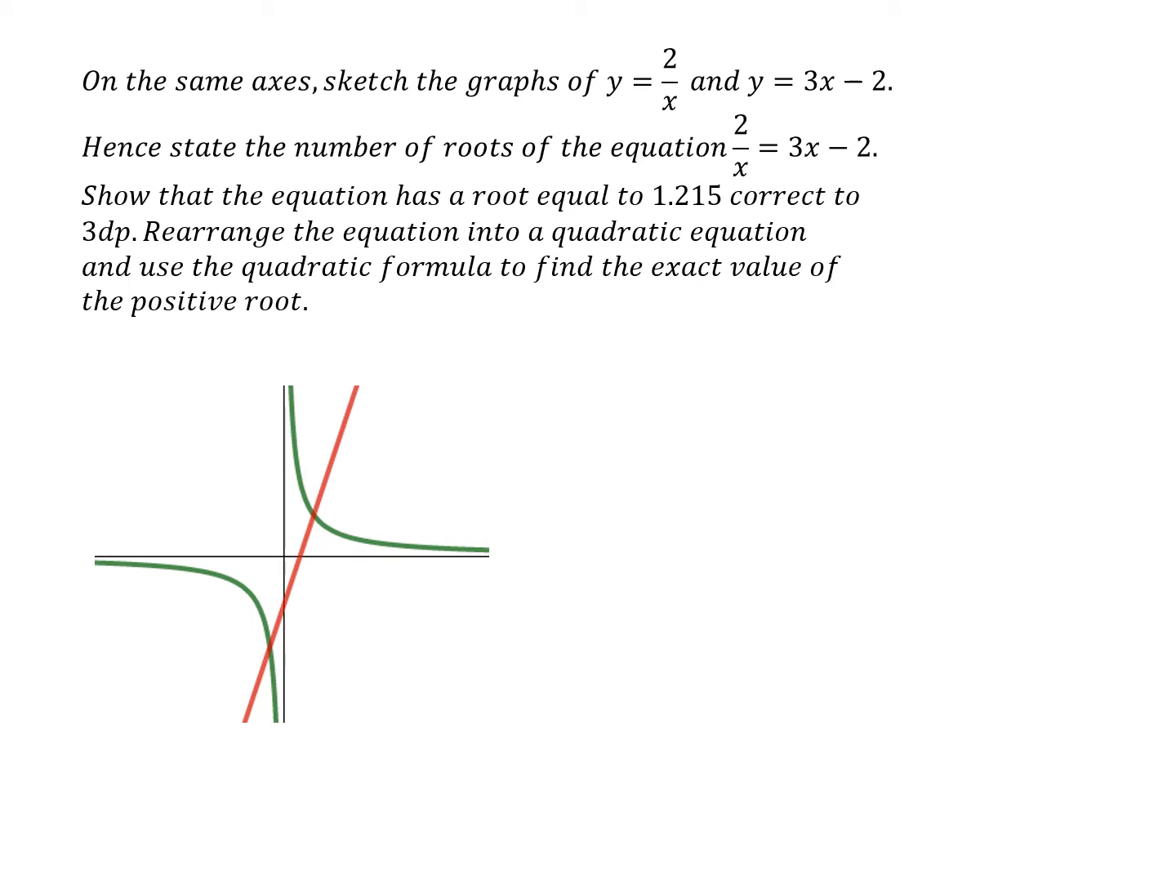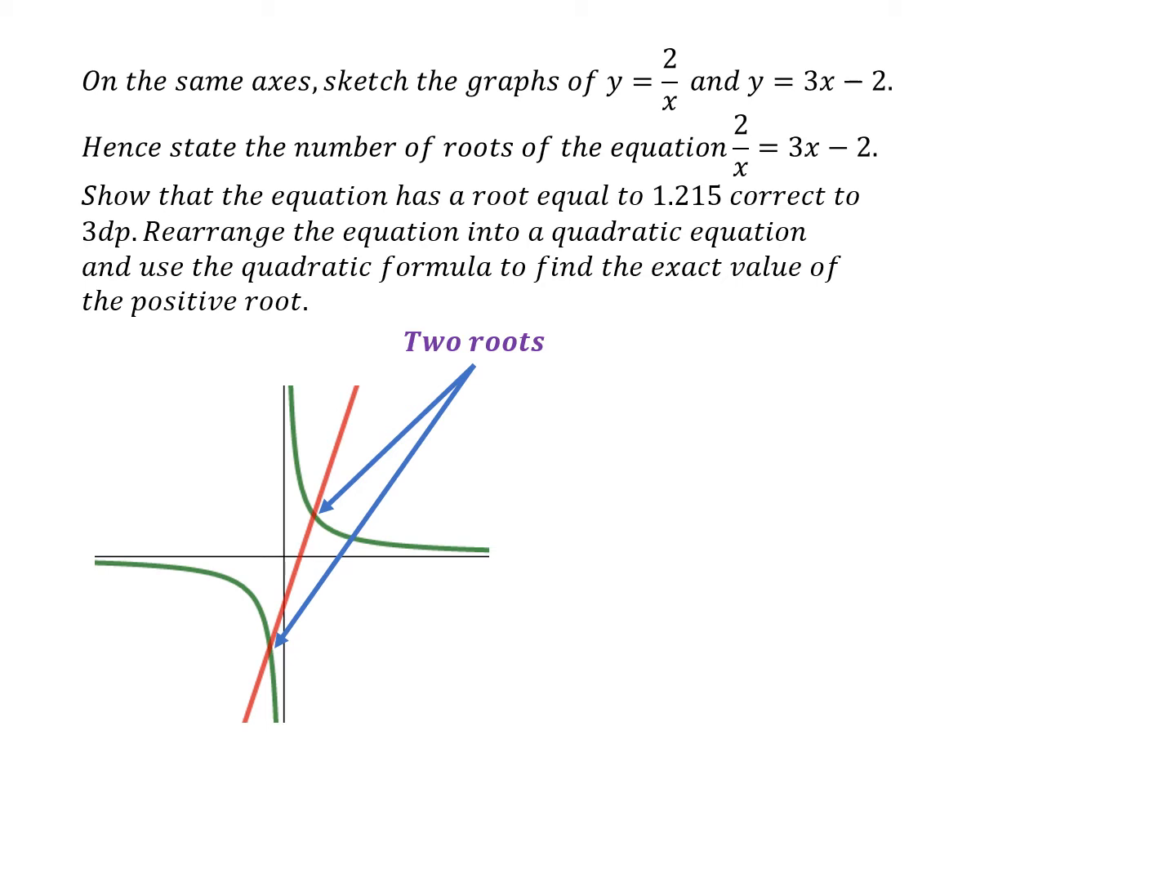Now we've got to state the number of roots of the equation 2 over x equals 3x minus 2. Well, that's the graphical equivalent of looking at the number of points of intersection. So how many points of intersection have we got? We've got 2 points of intersection and therefore 2 roots.